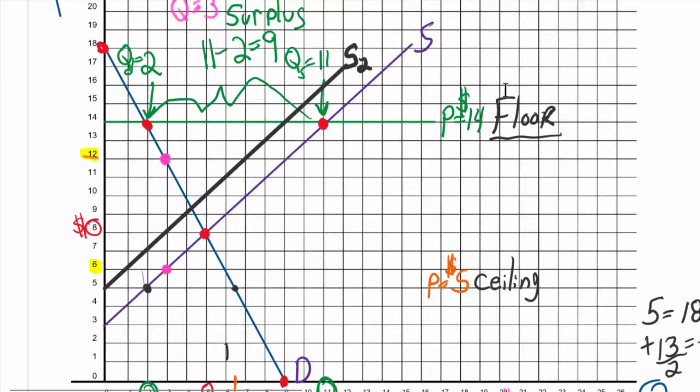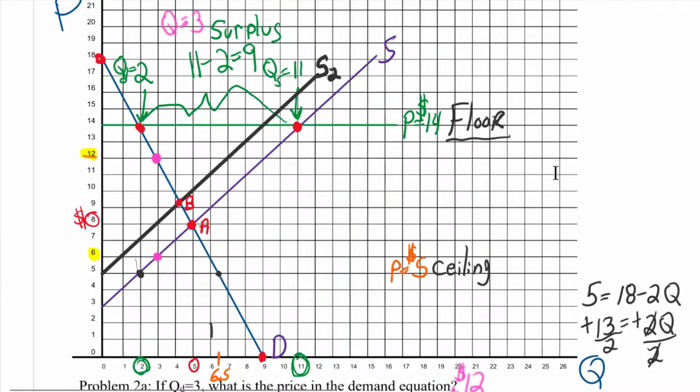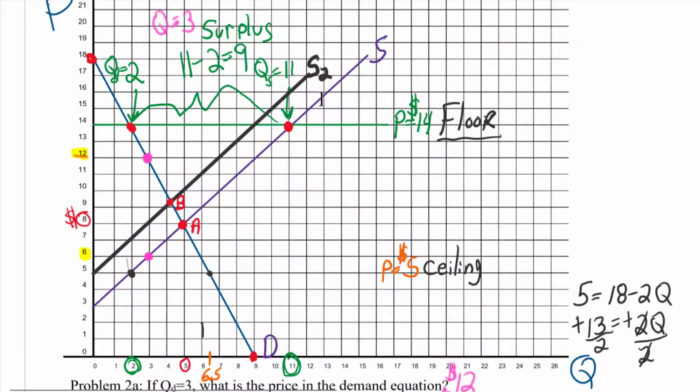So what happens to the equilibrium price here? Looks like it goes up, right? So we're moving from point A to point B. And the equilibrium quantity is going to go down. And how would we describe this change in supply? It's moving to the left, right?